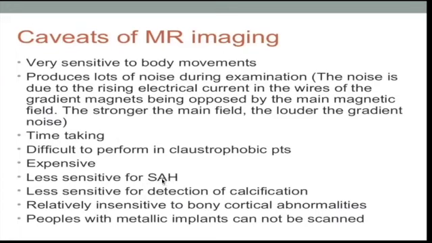It's less sensitive for subarachnoid hemorrhage. It's less sensitive for calcifications, and relatively insensitive for bony cortical abnormalities. Now, we usually like to use MRI for soft tissue, not for bones. For bones, X-rays are more than efficient.